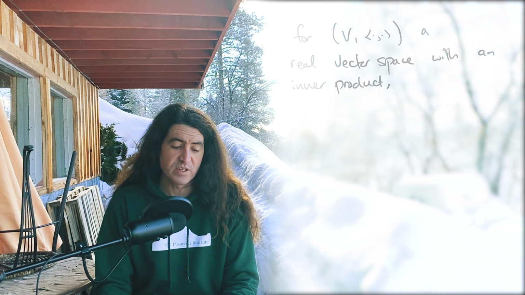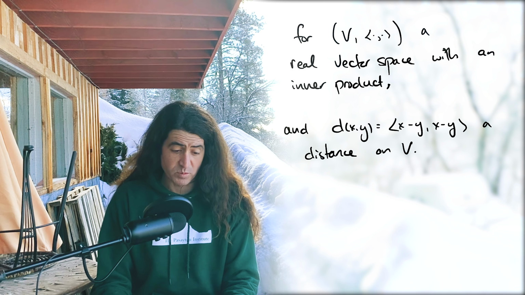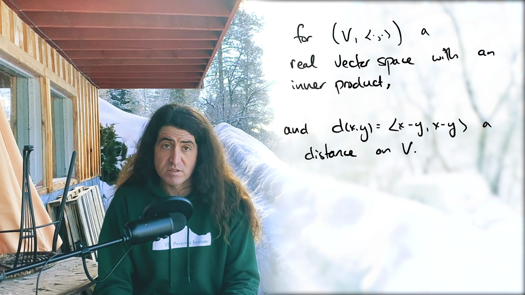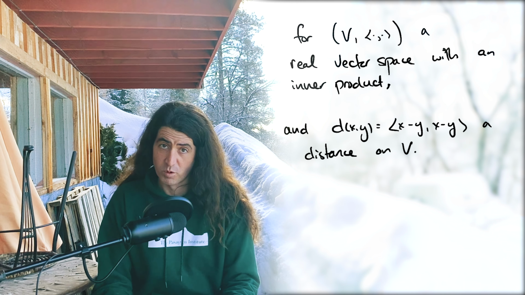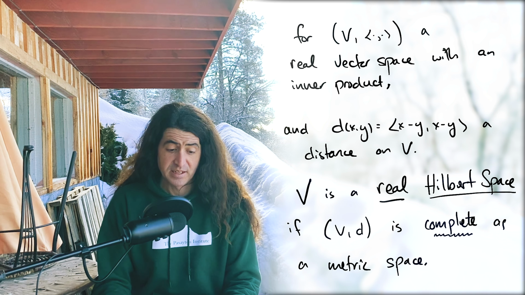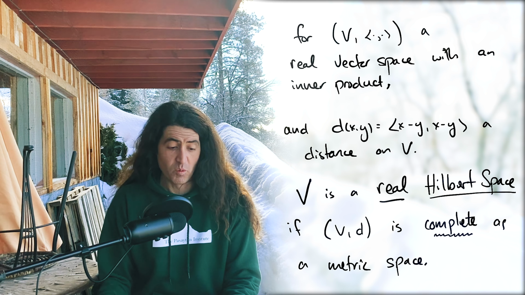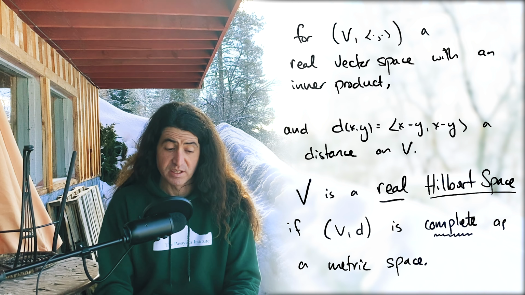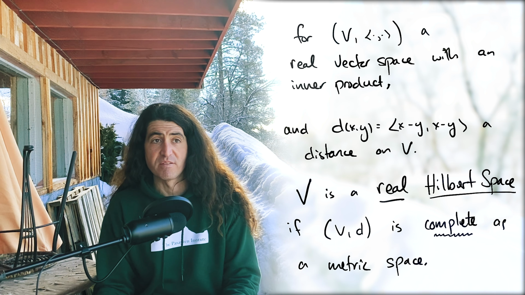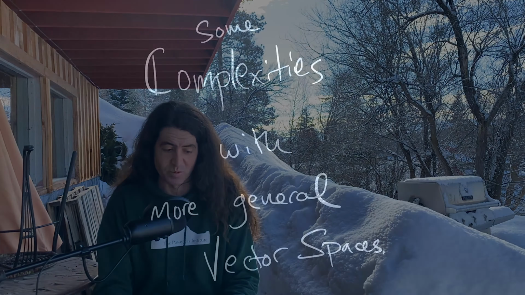So when a real vector space V is equipped with such a distance function induced by the symmetric bilinear form, and that space is complete as a metric space, like in the Cauchy sense, say, then we call V a real Hilbert space. And Hilbert spaces are of interest, of course, because we want to do calculus with them.